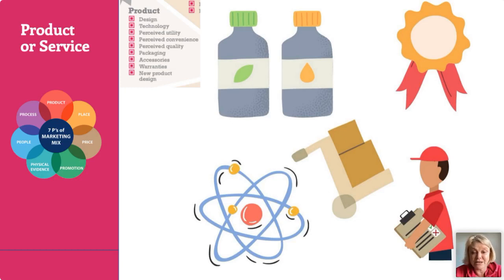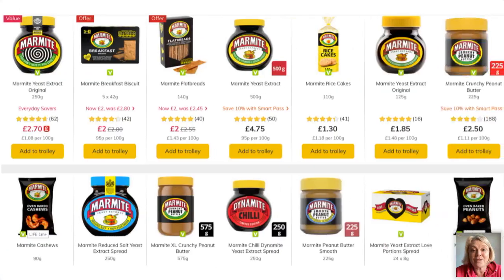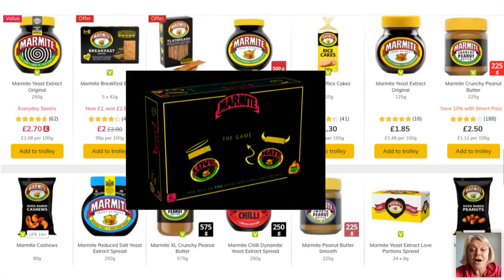I have actually got an example here. I thought I would choose Marmite because, as well as fantastic product marketing, they're obviously fantastic with their marketing communications as well. But if you think about Marmite, we all know it's a yeast extract that you can spread on your toast, but there are so many products now in the Marmite range. This is how they've used product to grow their business. They've extended their product range. When I was doing the research for this webinar, I even discovered a Marmite board game.